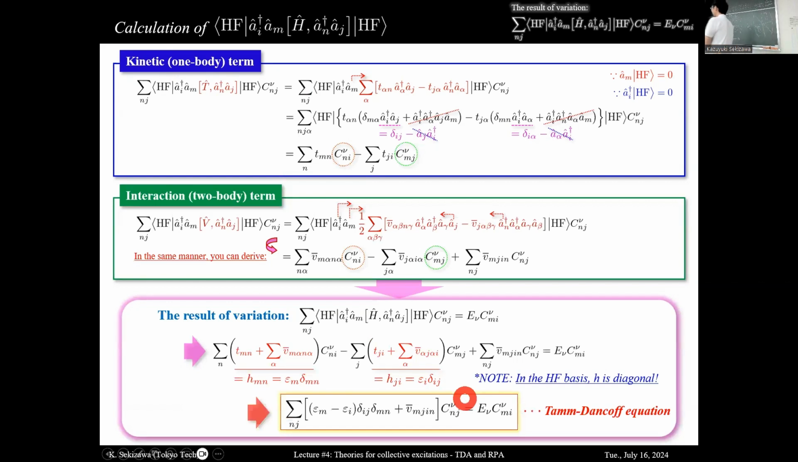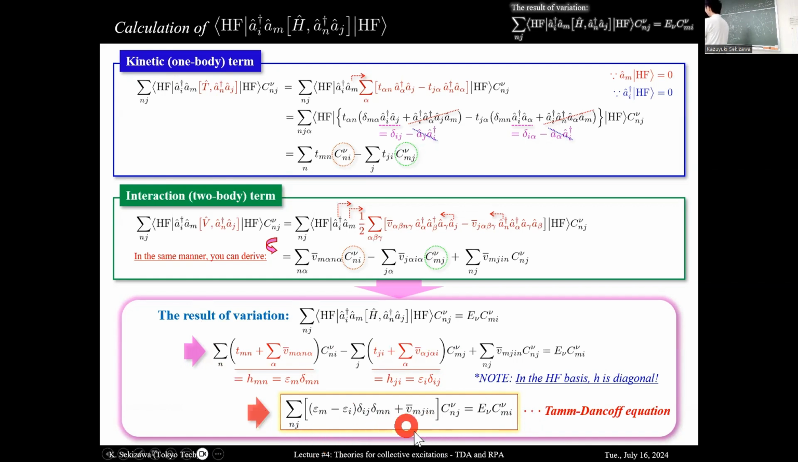And it makes the equation much simpler. So this is the final result. Okay, so here you have the difference between the hole state and the particle state. So this will be the excitation energy from one state to the other.